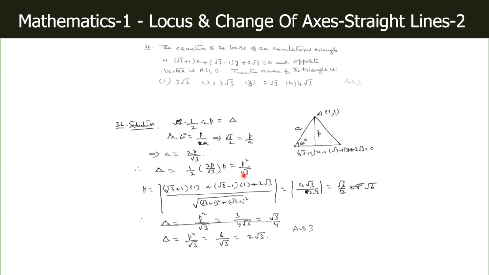So here, see, p is nothing but root 3 plus 1 into 1, because the point A is 1, 1, plus root 3 minus 1 into 1 plus 2 root 3, by square root of root 3 plus 1 whole square plus root 3 minus 1 whole square, which is 4 root 3 by 2 root 3, which is root 6. So therefore delta is equal to p square by root 3, which is 2 root 3. So the answer is number 3.